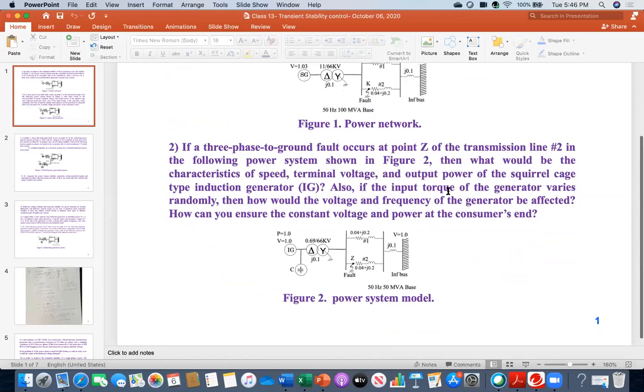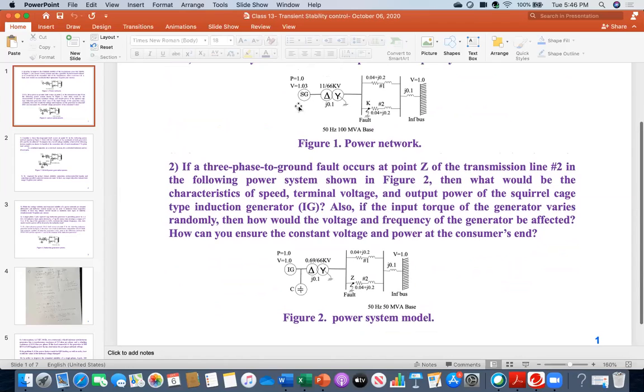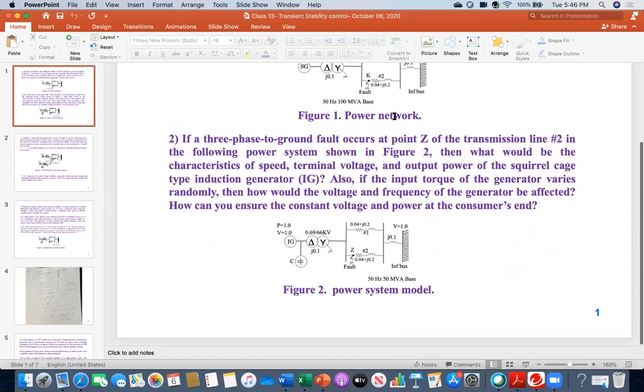And now, both figures look very much the same, but the difference is this is SG and this is IG. That's the difference. Okay, so now I am taking you to the board. For everybody, see, if the input torque of the generator varies randomly, then would the voltage and frequency of the generator be affected? We are assuming that for that second part of the question, there is no fault involved. Just the input torque is varying.